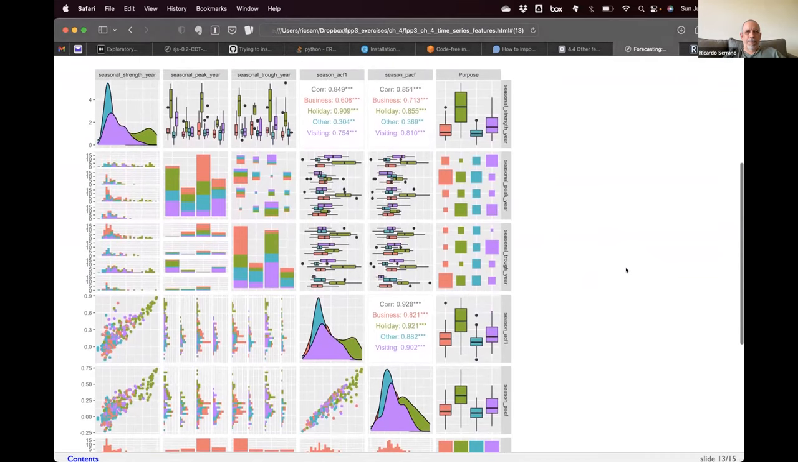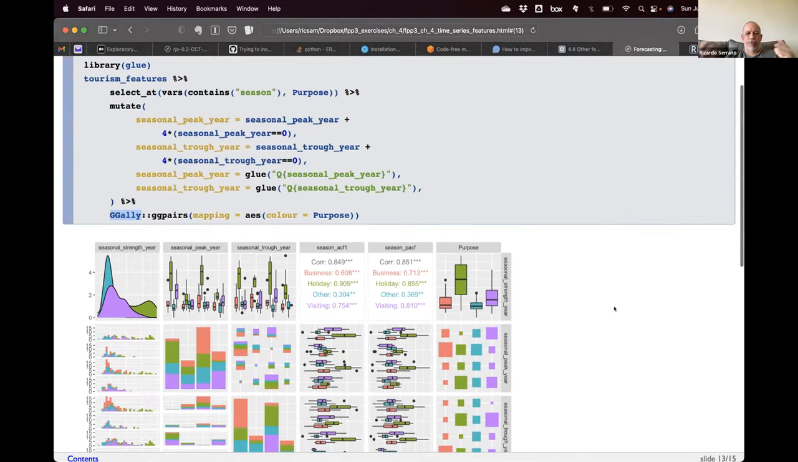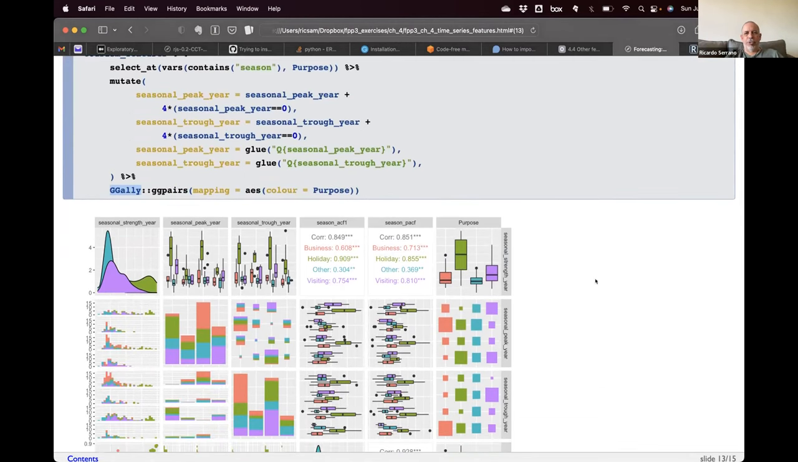This one comes from the GGally package, which is like a pair plot. In other words, you have different sets of features, and you make a matrix, and depending on the intersection, you get different representations. If it's continuous, you get a distribution, a density function. If it's segmented by category, then you get box plots. Also, you get correlations if they're numeric. For example, just to give you a start, look at this first row. You see the intersection between purpose: business, holiday, visiting, and other.